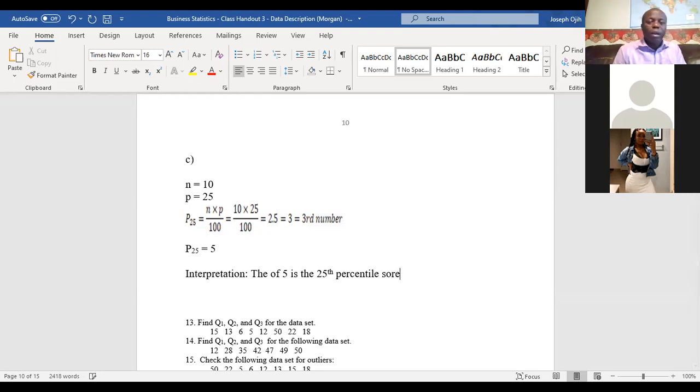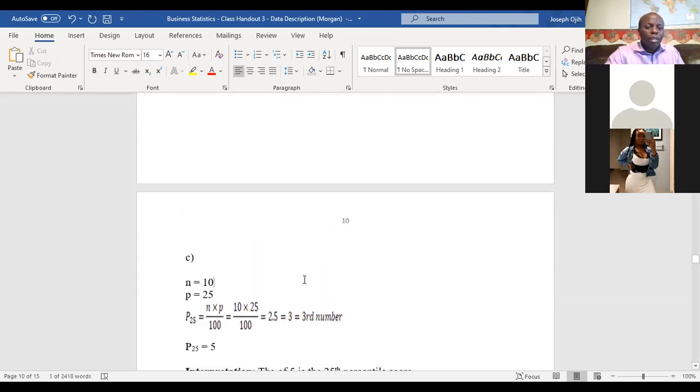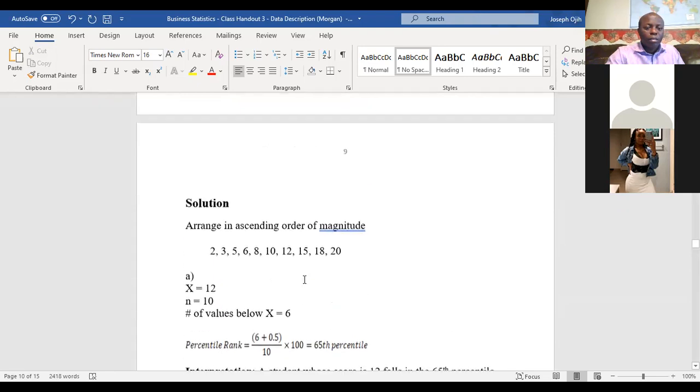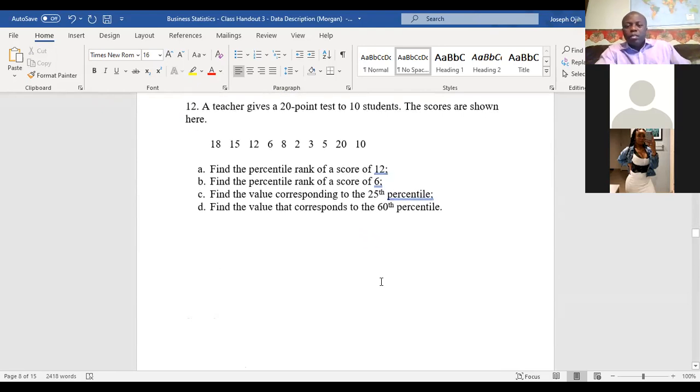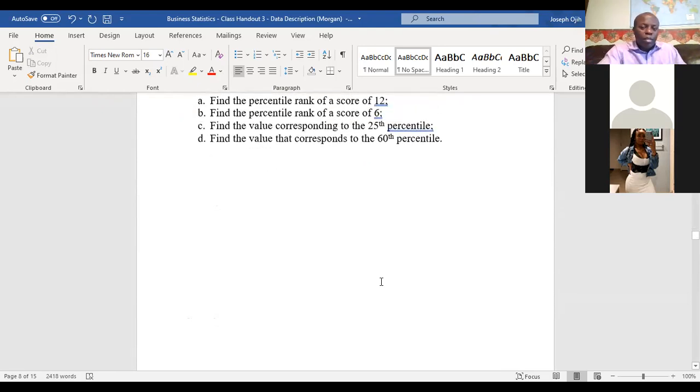Okay. Now, how about when we don't have a decimal part in our answer like this? What do we do? The next example will explain that. It says here to find the value that corresponds to the 60th percentile. So the 60th percentile this time.